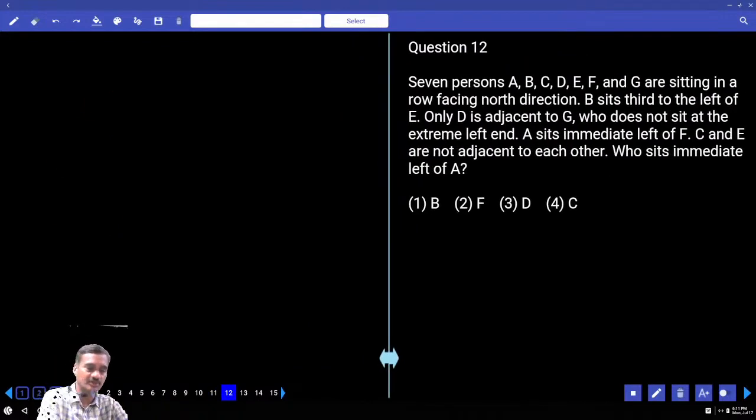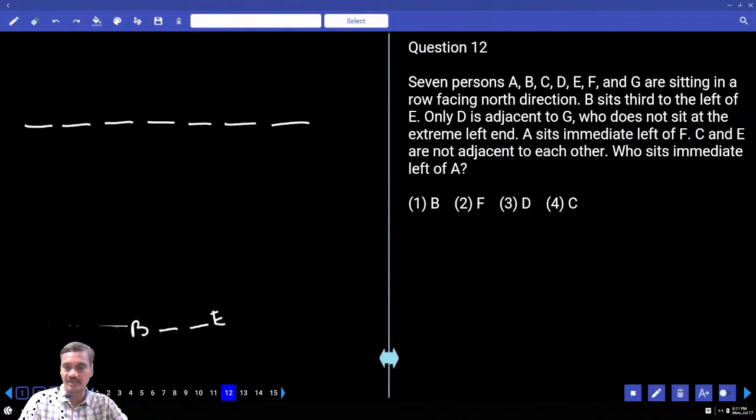Then 12th one, there are some 7 persons. They are seated in a row facing towards north. 1, 2, 3, 4, 5, 6, 7. And B sits to the left of E. Now B is seated to the left of E. Only D is adjacent to G. Only D is adjacent to G. Isn't it? And G is not at the extreme left hand.